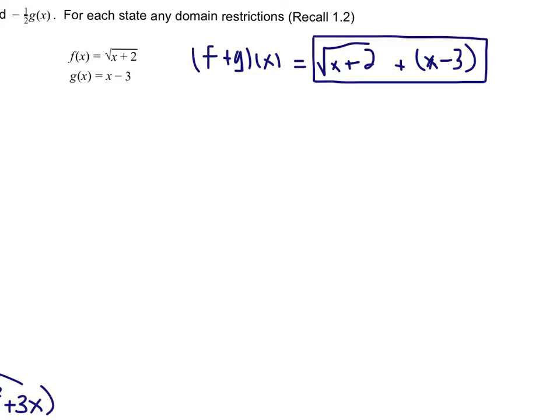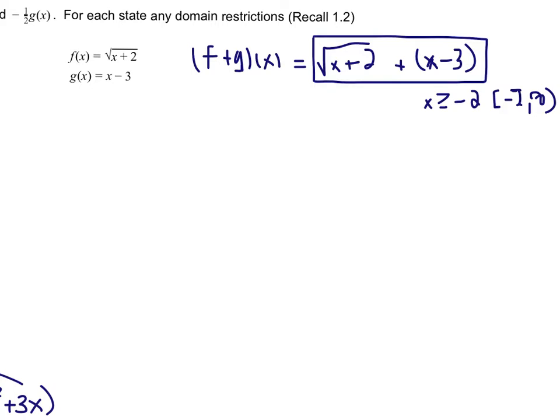Now, there is a domain restriction because it has a square root. Remember, square roots have to be greater than or equal to 0. So the domain of this would be x greater than or equal to -2, or -2 to infinity if we wanted to put it in our interval notation. Either way is fine.